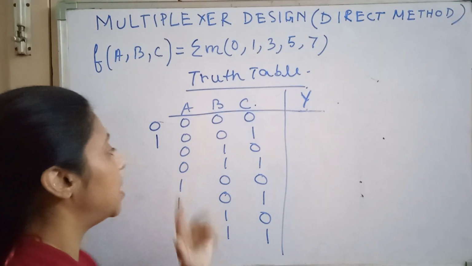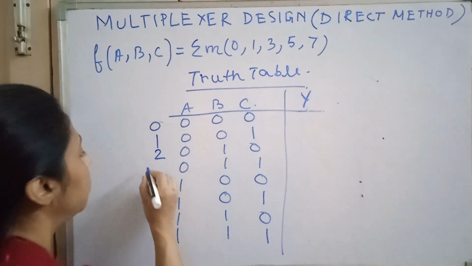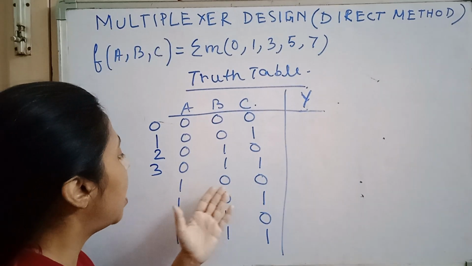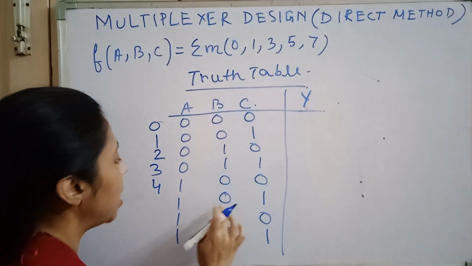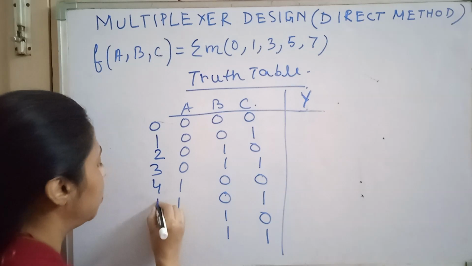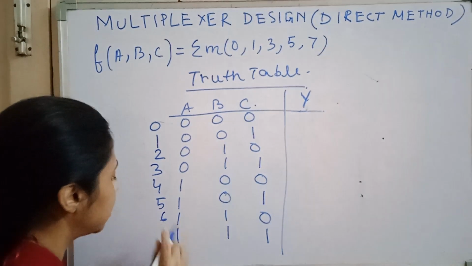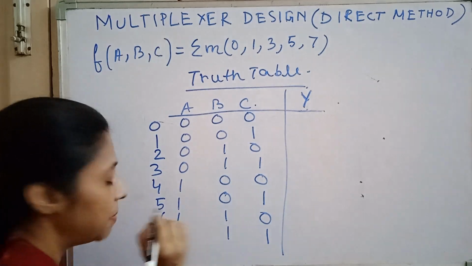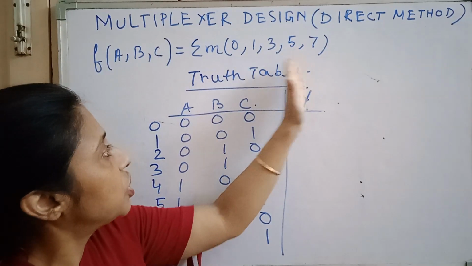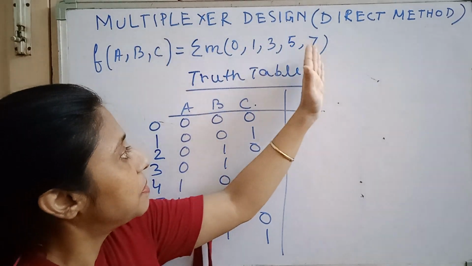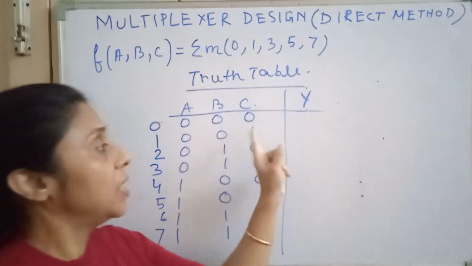0, 1, 0. The decimal equivalent is 2. 0, 1, 1. The decimal equivalent is 3. 1, 0, 0. The decimal equivalent is 4. 1, 0, 1. The decimal equivalent is 5. 1, 1, 0. It will be 6 and 1, 1, 1. That will be 7. Right? Now see, what are the numbers mentioned? 0, 1, 3, 5, 7. Put 1 in those respective numbers.